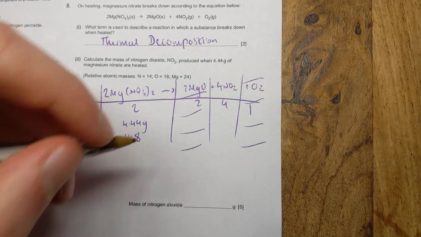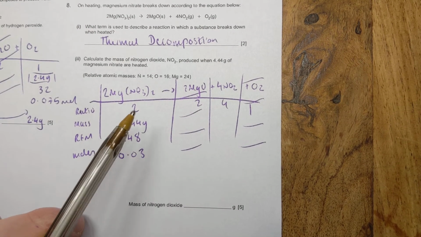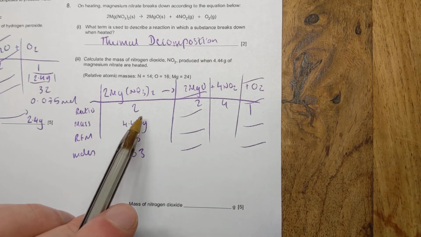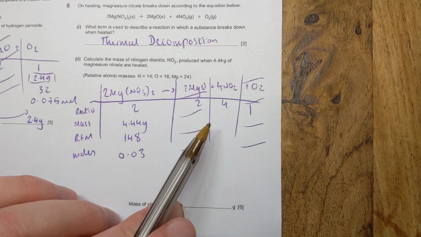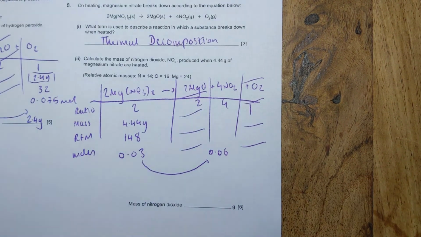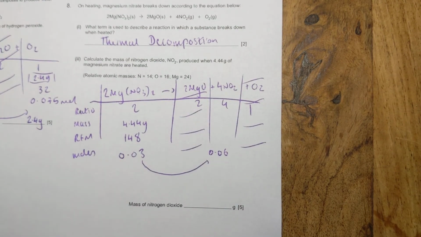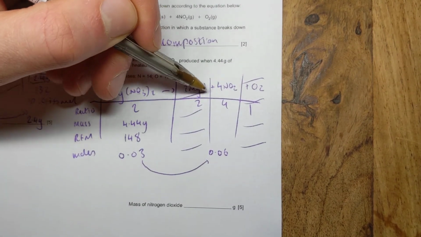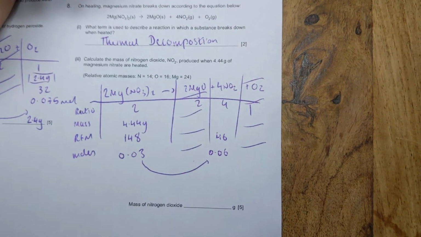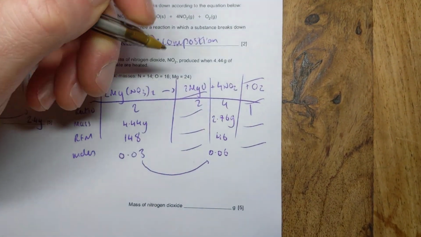4.44 divided by 148 gives me 0.03 moles. So now look at my ratio. I've got a 2 to 4 ratio of magnesium nitrate to nitrogen dioxide. That's the same thing as a 1 to 2 ratio because I just double to go from 2 to 4. Therefore I need to double this 0.03 to give me 0.06 moles of the nitrogen dioxide. Need to get back into a mass, so I need to times it by the RFM. RFM of nitrogen dioxide, ignore the big 4, it's just for balancing. So 14 plus 2 16s gives me an RFM of 46. 0.06 times 46 gives me 2.76 grams of NO2.